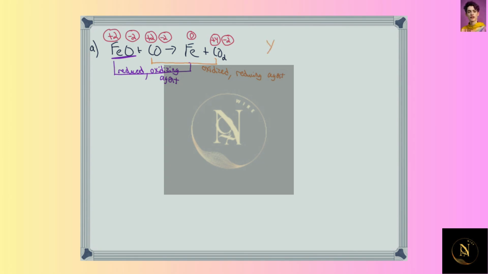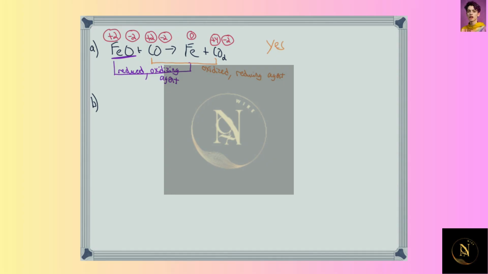So the answer is yes. This is an oxidation-reduction reaction. FeO is the oxidizing agent. CO is the reducing agent. The agents are always reactants, never products. So we're always focusing on the reactant side.